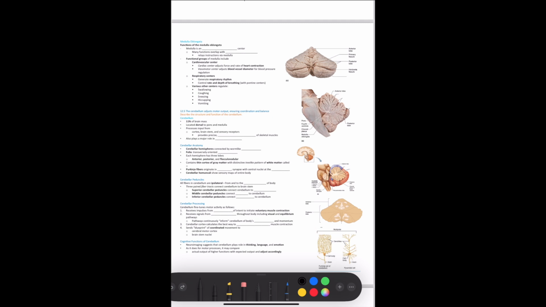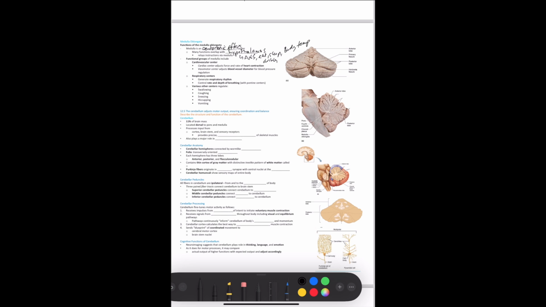Functions of the medulla oblongata. The medulla is an autonomic reflex center. Considering that it's an autonomic reflex center, it's going to have many functions that overlap with the hypothalamus. We discussed how the hypothalamus has large functions within the autonomic nervous system, including helping us to eat, sleep, drink, and regulate our body temperature.